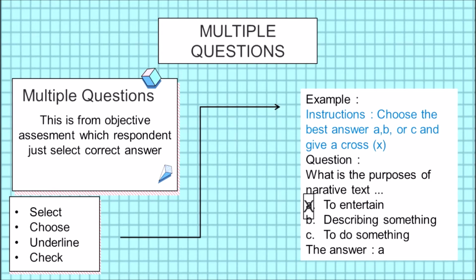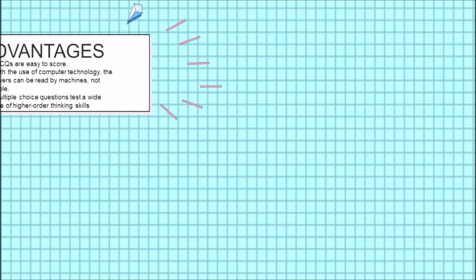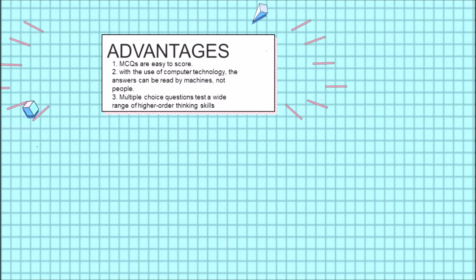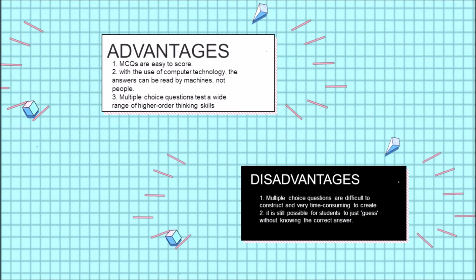Every question type has advantages and disadvantages. The advantages of this question type are that it is easy to score. With the use of computer technology, the answers can be read by machine or people. Also, multiple choice questions can test a wide range of higher order thinking skills. Then the disadvantages of this question type are that multiple choice questions are difficult to construct and very time consuming to create. It is also still possible for students to just guess without knowing the correct answer.